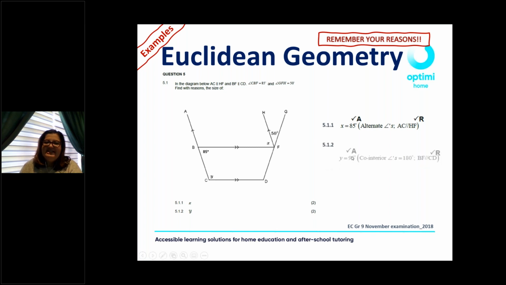Now, you will see that they didn't write out all the steps of how to actually get to that. So you would say 85 plus y is equal to 180 degrees. And your reason will be co-interior angles add up to 180 degrees. And remember to tell them which two lines are parallel to each other and caused you to be able to use your co-interior angles. And then if you solved it, you would have solved y, you would have gotten 95.